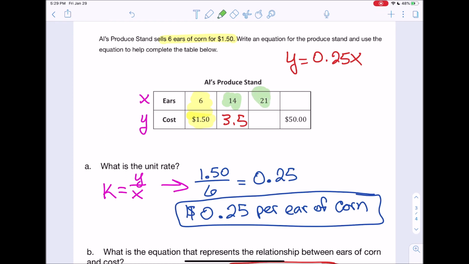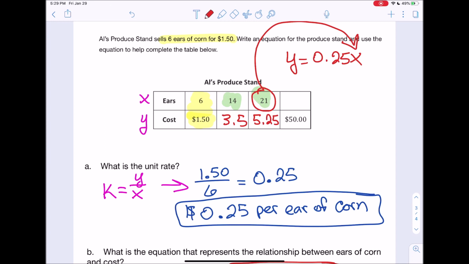Okay, for 21 ears of corn, we're now on this one. Same thing. They gave us the x, so I'm going to plug this 21 in for x and see what my answer is, and that's going to give me my y. So 21 times 0.25 equals 5.25. So 21 ears of corn equals $5.25.